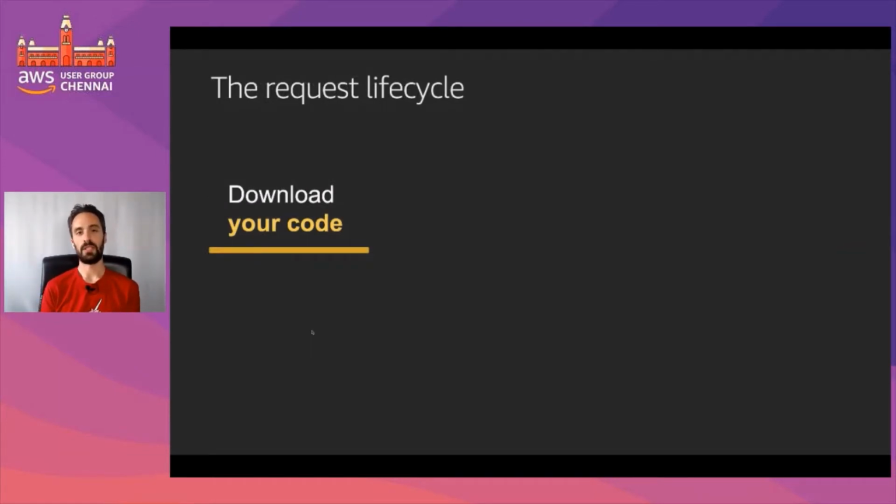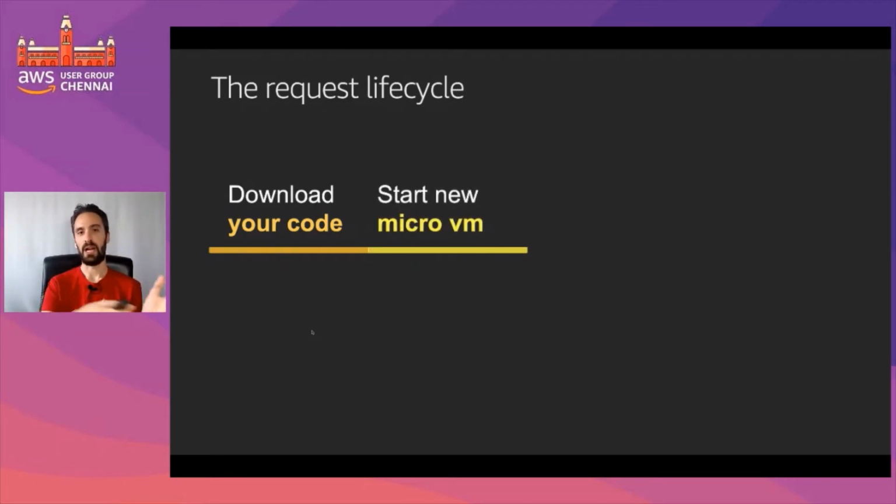So looking at the performance side, what needs to happen in order for your function to be executed? First of all, we need to grab your code from somewhere, and the way you do it is you upload your code to Amazon S3 as a zip file, as a deployment package. Once we have your code, we can actually start what we call a micro VM. This is open source technology called AWS Firecracker. This is the technology under the hood of Lambda and other serverless services in the platform.